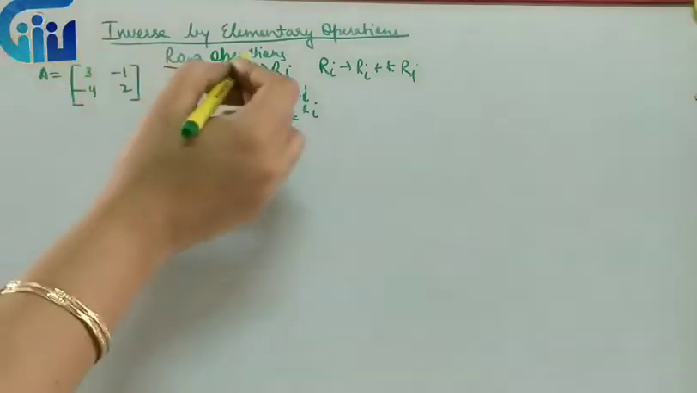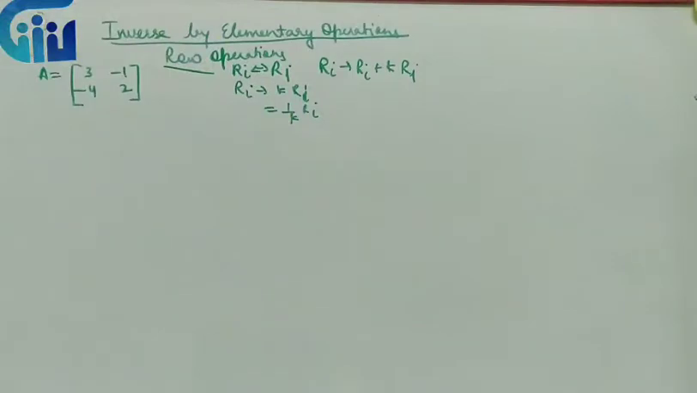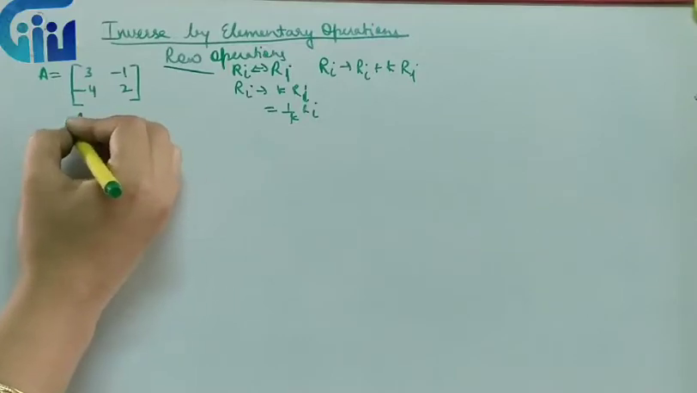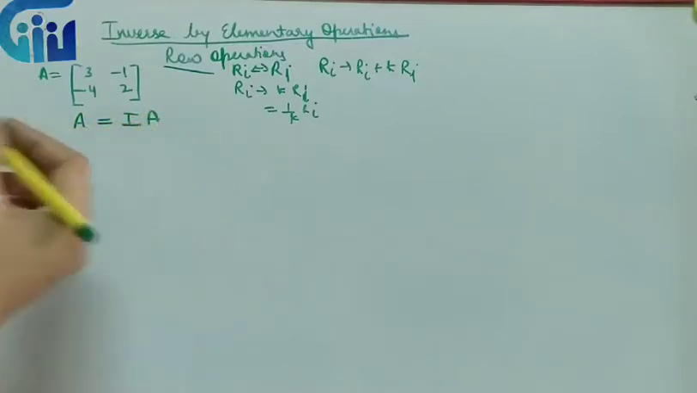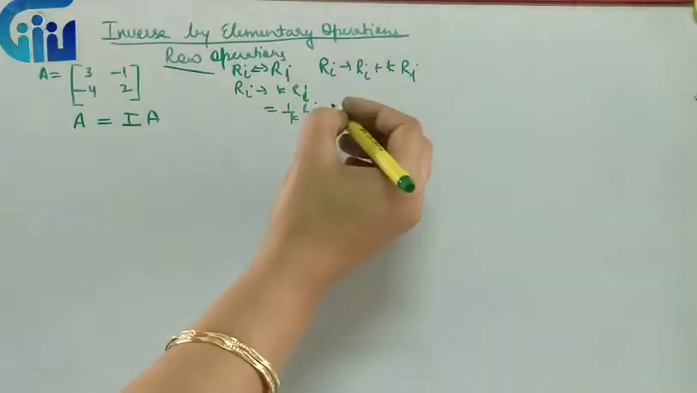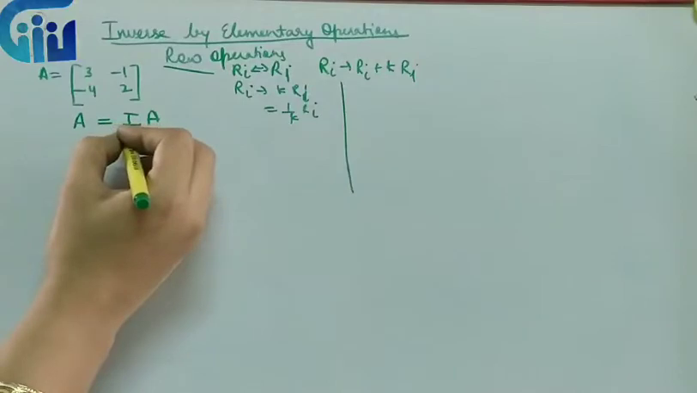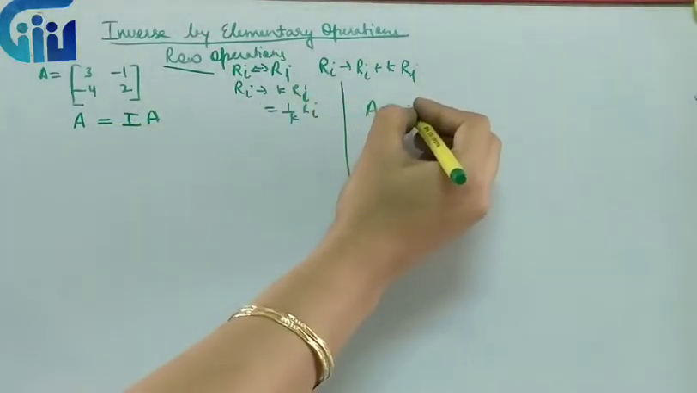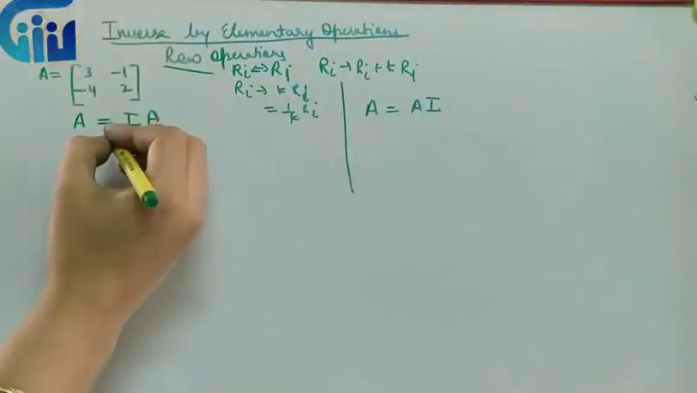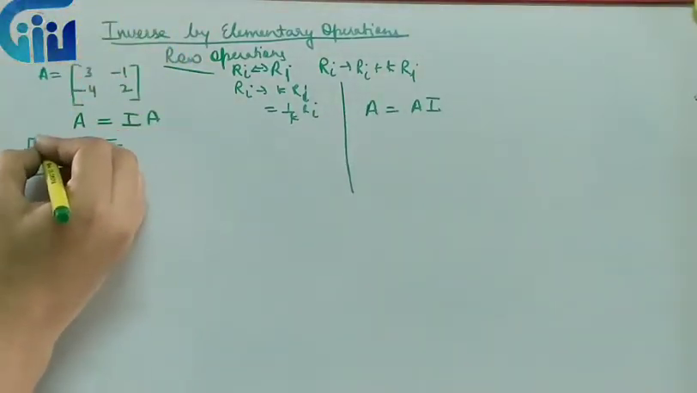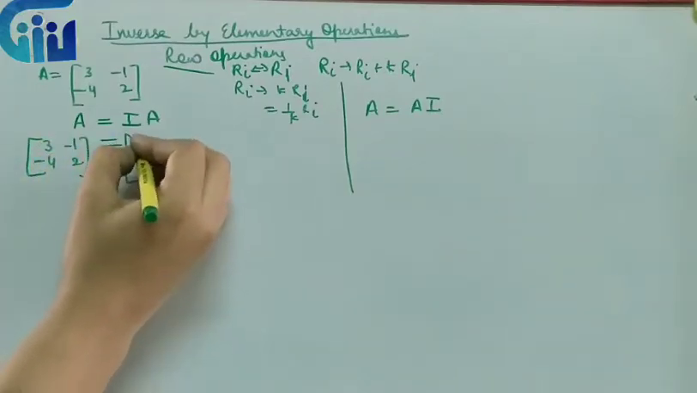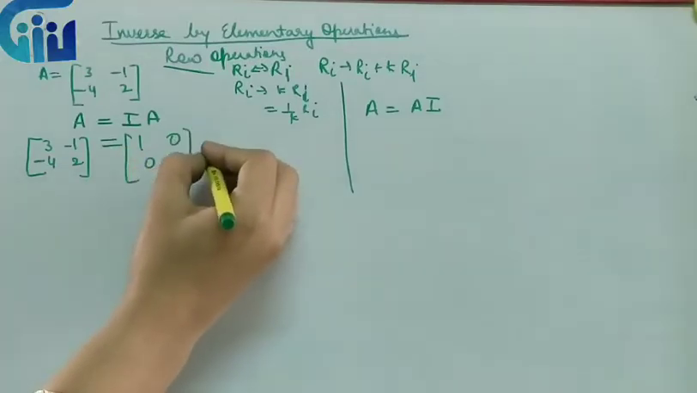Now, firstly, I will tell you how to find the inverse by row operation. So if we find the inverse by row operation, I will write A as I into A. I can write A as identity into A. Now, this is very important. When we do by row operation, we write A is equal to IA, and when we do by column, we write it as A is equal to A into I. I will tell you why. Over here, I will be writing my matrix. Over here, I will write my identity matrix, and this A will be as it is.